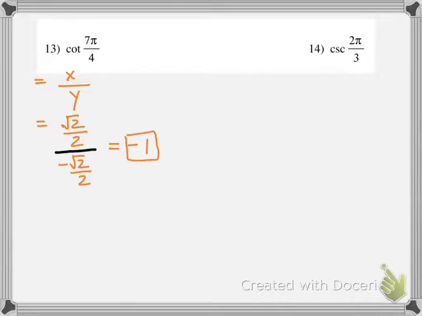If you wanted to say, okay, I canceled here, and that means square root of 2 over negative square root of 2, and that equals negative 1. You could have shown me all that work as well. It's up to you, but that's it. That's your answer. Let's do cosecant of 2 pi over 3.